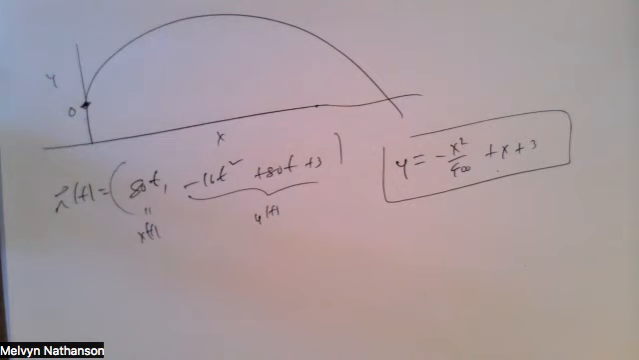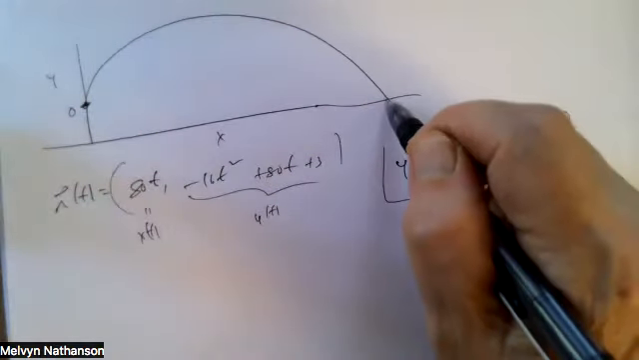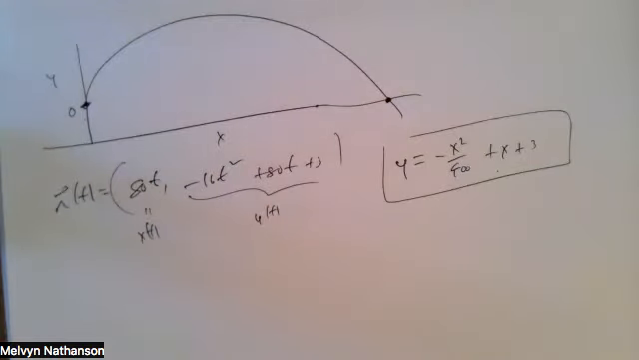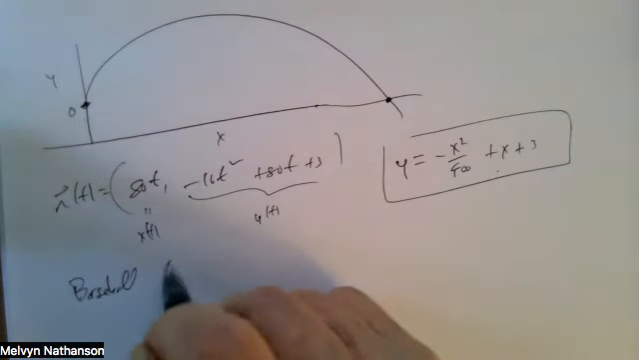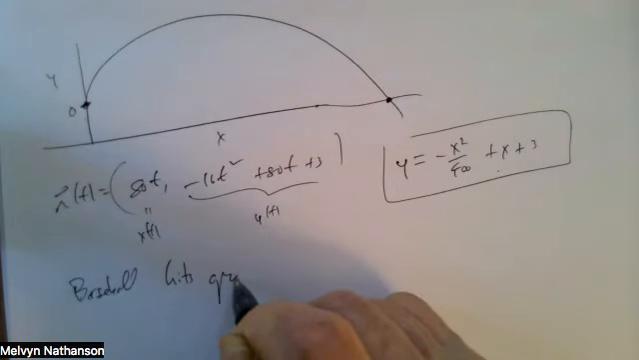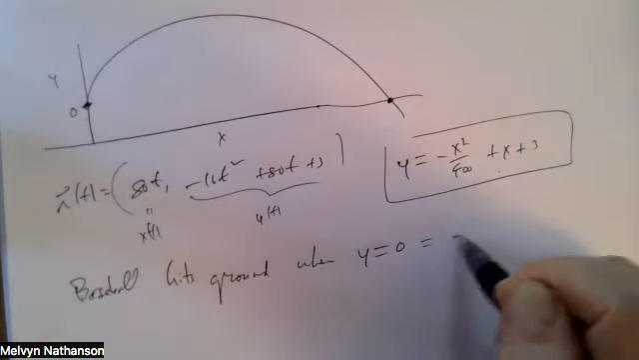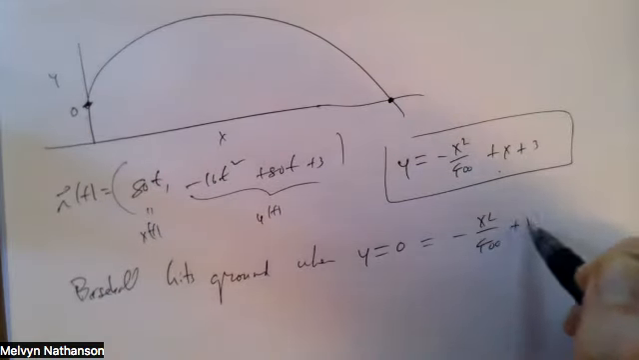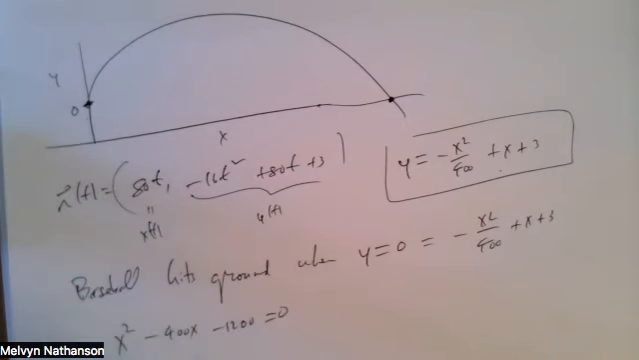Assuming a flat playing field, how far does the ball go? So assuming that there's no fence anywhere, where does the ball hit the ground? So the baseball hits the ground when y is 0. That means minus x squared over 400 plus x plus 3 equals 0. So you're solving the quadratic equation, x squared minus 400x minus 1200 equals 0.